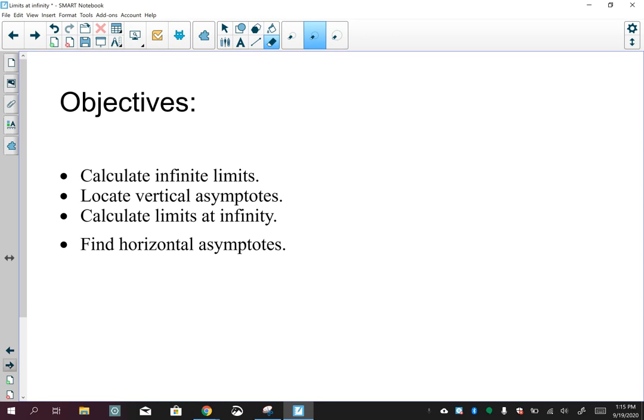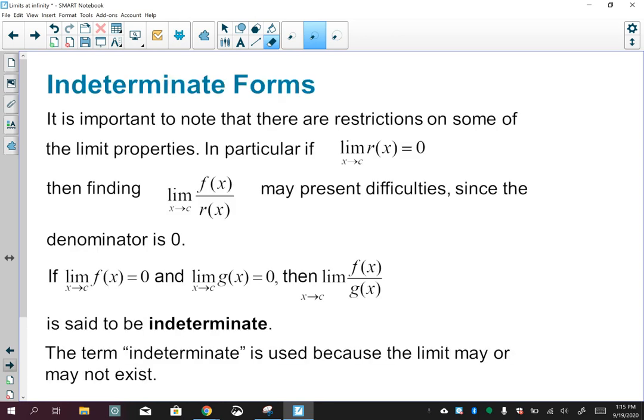But before we move on, we need to talk about something called indeterminate forms. Basically, when you have a rational function, sometimes you have the ability to look at it and say, oh, it has a limit, or oh, it may not have a limit. Whereas in a polynomial, you always know there's going to be a limit because we're approaching something from the left and the right side. Well, in an indeterminate form, we may or may not have a limit because something might happen there. So it's important to note that there are restrictions on some of the limit properties.